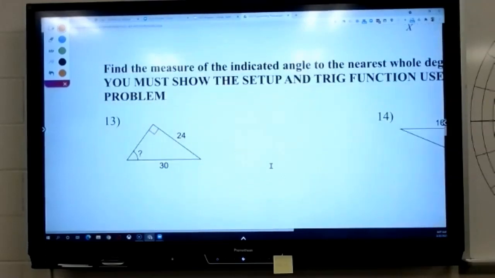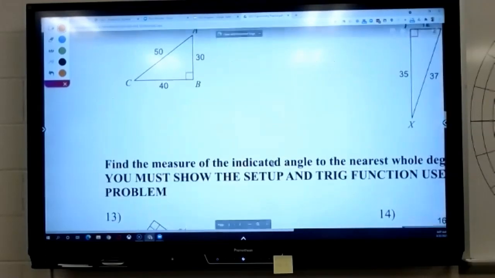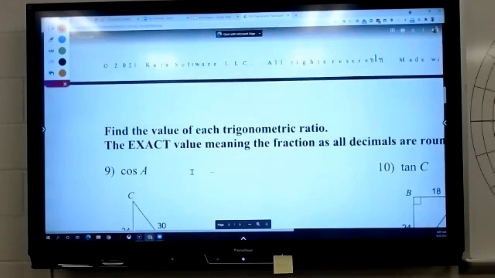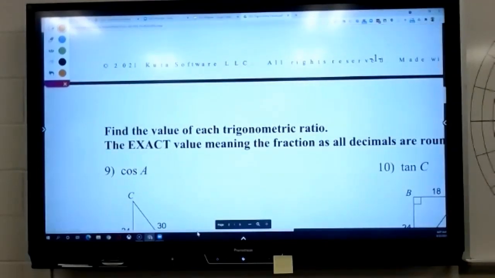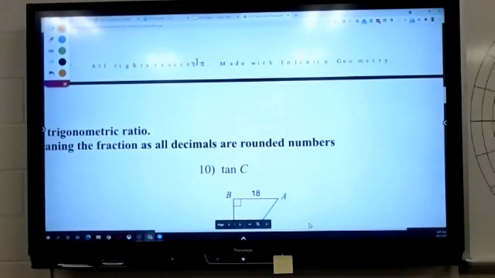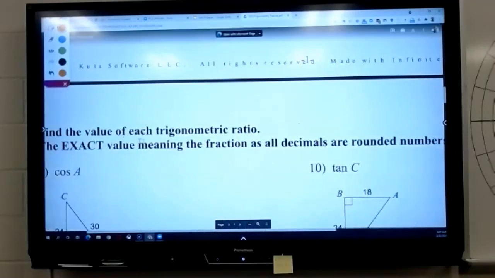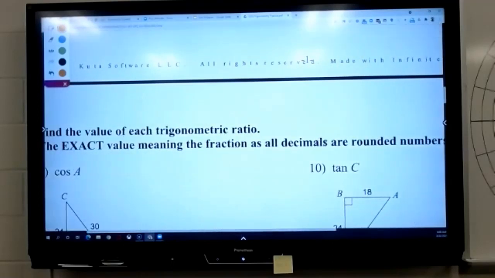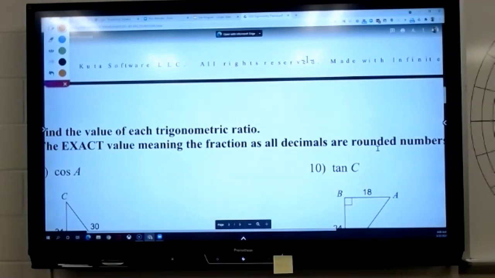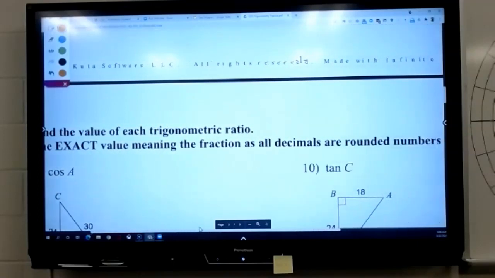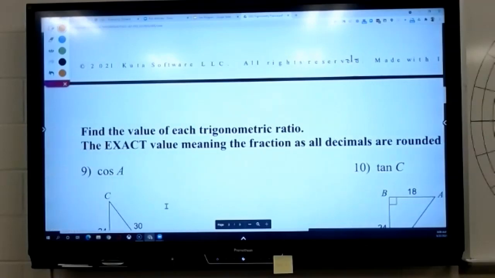All right. On that one, it says the exact value of the fraction, and then it also says decimal. So which is it? Exact value of the fraction, meaning the fraction, as all decimals are rounded numbers. So it says the exact value is a fraction. Any decimal would be rounded, so therefore it would not be exact. Does that make sense? I just put both because I don't know. The exact value, I put the fraction and the decimal. Okay. Yeah, no, read good.